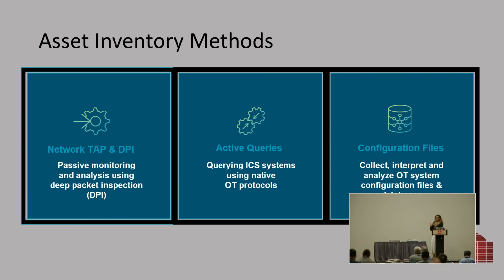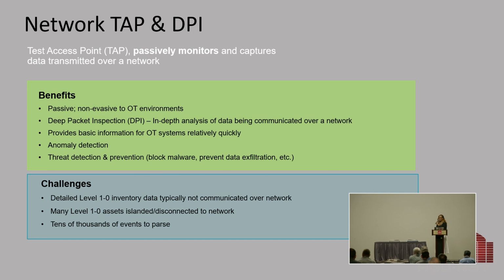So I have to click here and then click on my laptop. So, network tap and DPI. It's just as how it sounds, a tap. Think of the CIA tapping someone's phone. They're listening in, probably taking a copy, taking a recording of that conversation, but they're not able to interject. So when you're tapping the network, you're doing just that. You're taking a copy of the network traffic and then you're analyzing it, right? Which is where the deep packet inspection comes in.